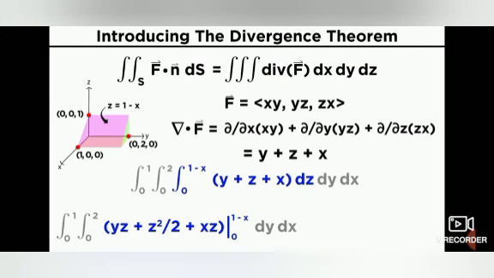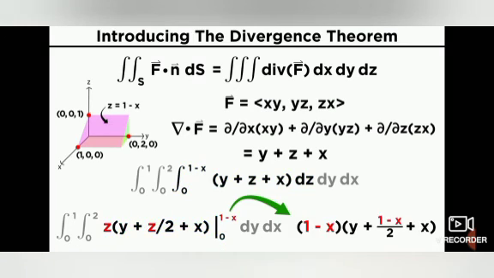The first one is the integral from 0 to 1 minus x of (y plus z plus x) dz. The answer is yz plus z squared by 2 plus xz. The lower limit is 0 and the upper limit is 1 minus x. If you substitute the limits, we get (1 minus x) times (y plus (1 minus x) by 2 plus x). Z is replaced by 1 minus x, and the lower limit is 0, so that is negligible. This is the answer for the z integral.